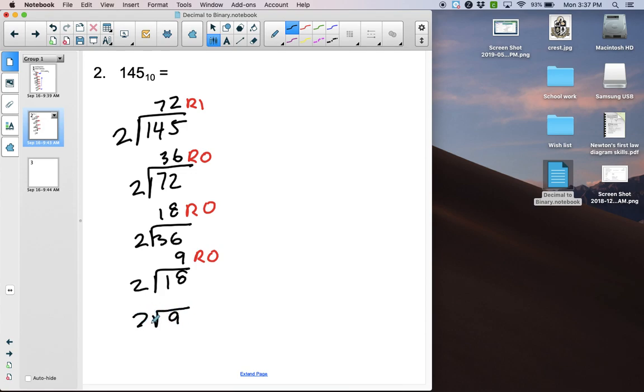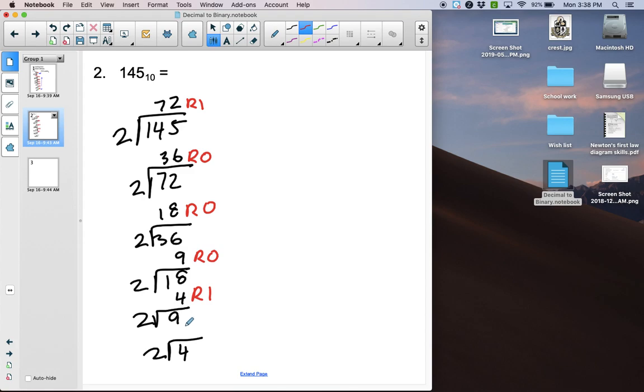9 divided by 2. This one is going to have a remainder. So this one is 4 with a remainder of 1. Let me do that 4 in black because we don't need that. So 2 goes into 9 4 times, with a remainder of 1. Sweet.